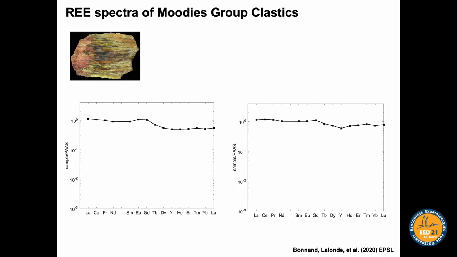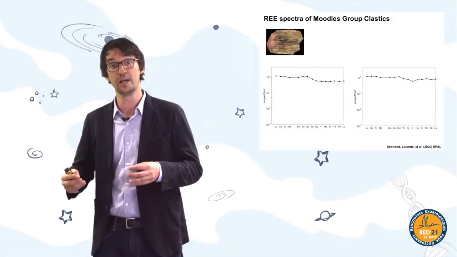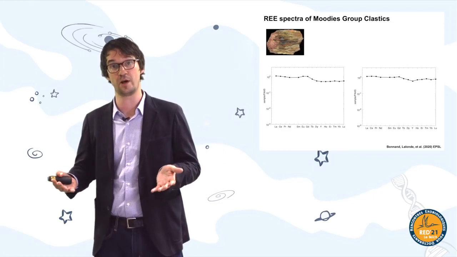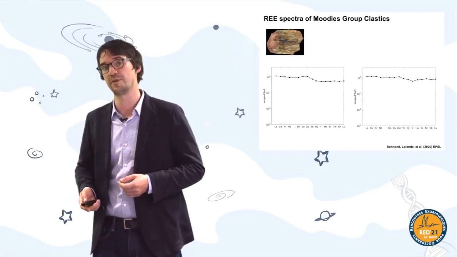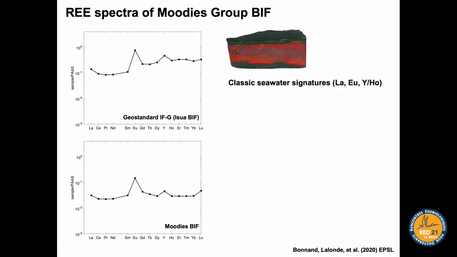Now, the surprising thing about the Moodies group, when we look at clastic rocks like the sandstones, we get a flat signature that represents the continental crust, and we tend to show these signatures by what we call shale normalization. We normalize the concentrations measured in the rock to a shale composite that represents the upper continental crust. And there's no surprise here, the sandstone resembles generally the upper continental crust in its rare earth element signature. However, when we look at the Moodies group iron formations, we find something very different from the upper continental crust. We find a seawater signature. So the Moodies group is on the bottom, where you have a positive lanthanum anomaly, you have a positive yttrium-holmium ratio.